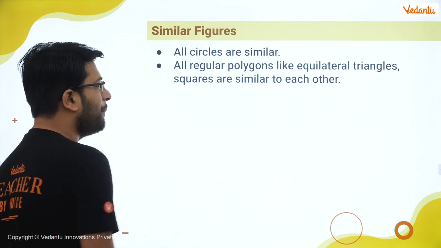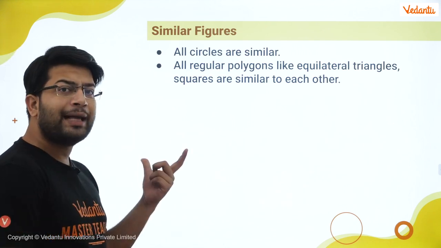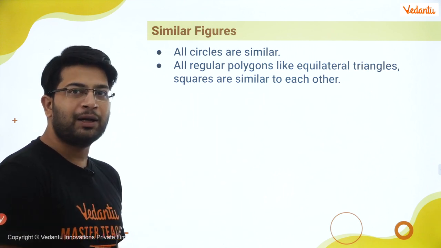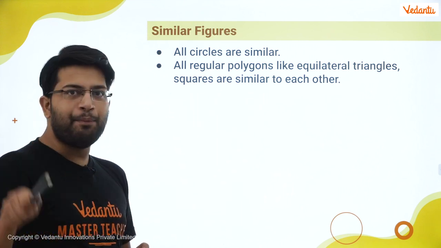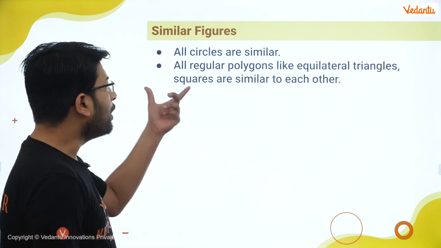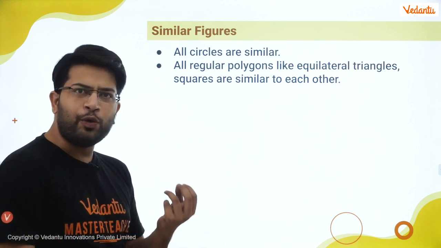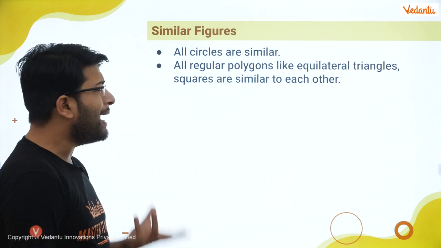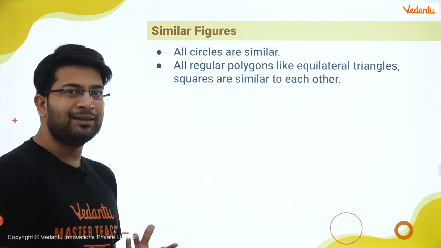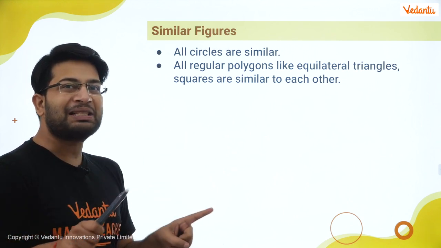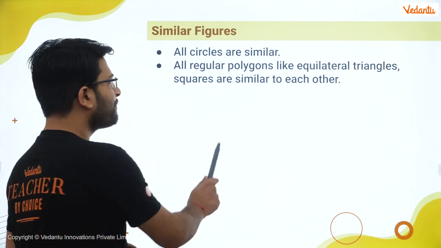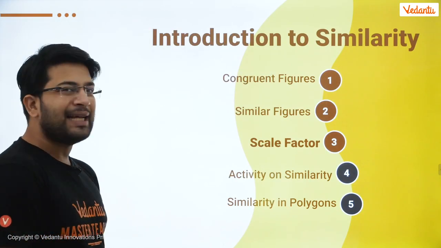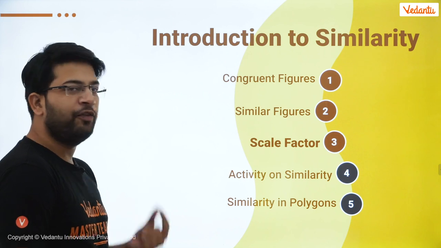Very important property. Now champ, we know that all circles are similar. Why so? Because the radius could be different, but the shape will be circular. All regular polygons, like equilateral triangles and squares, are similar to each other, because only the size could be different, the shape will be the same. I hope it is clear. Very good. Now champ, let's get to the scale factor.